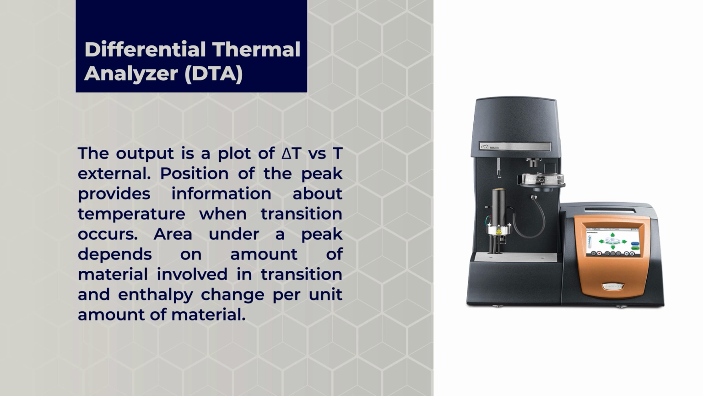The area under the peak will tell us about the amount of material which was involved in the transition. And for the peak, the point at which the transition is happening, if it is on the negative side, it is endothermic. If it is on the upper side, the positive side of the graph, it is exothermic.